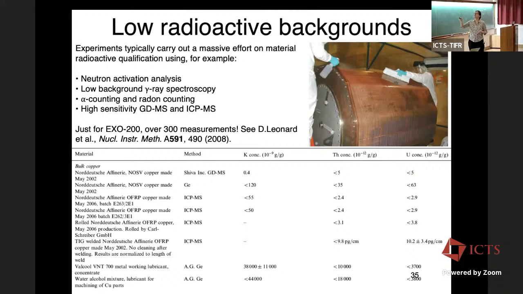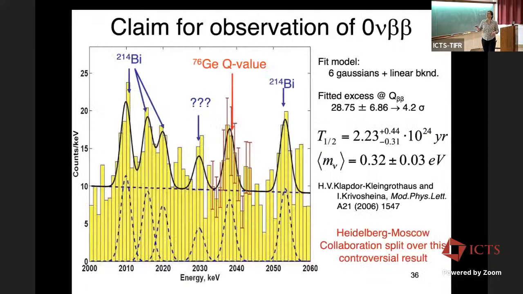So some of the techniques, these are often like really traditional nuclear physics techniques: neutron activation analysis, low background gamma ray spectroscopy, alpha counting, radon counting, and then also some mass spec techniques. So we basically use every tool that we have in our arsenal, and each one of these is going to be suited for a different sensitivity and a different set of materials. But that's part of what we're doing.